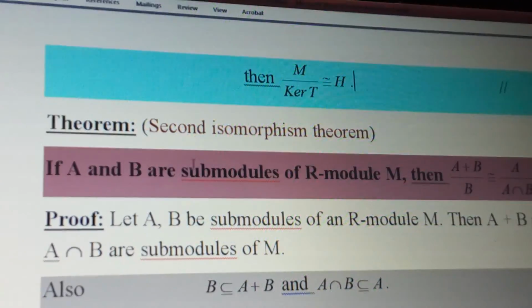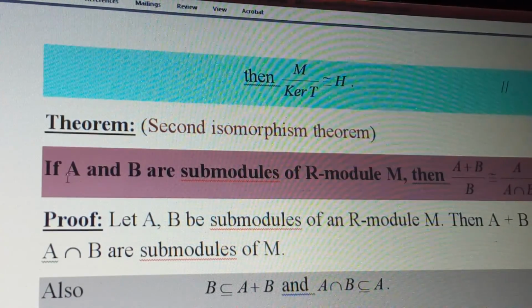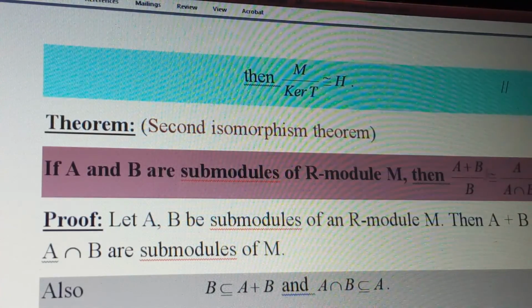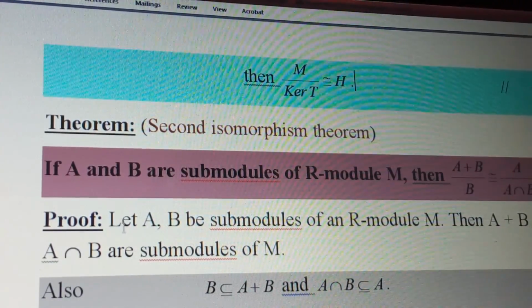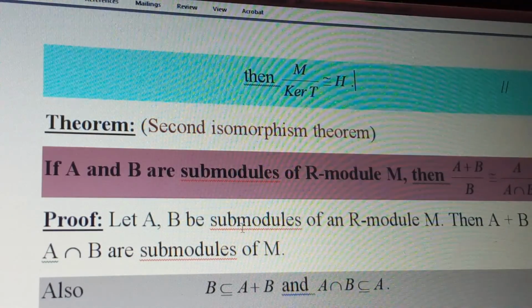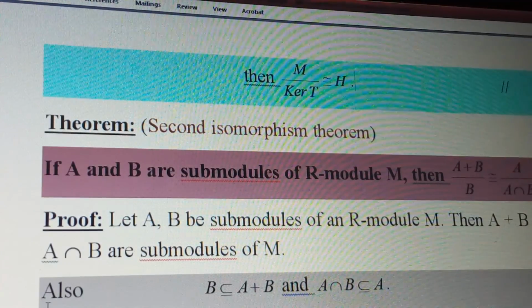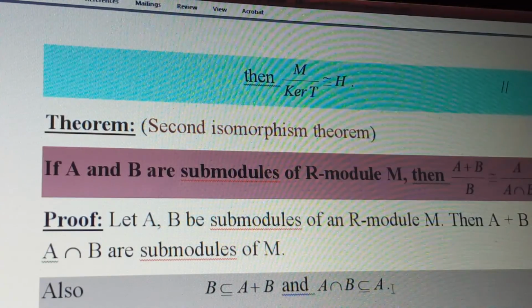Second theorem, the second isomorphism theorem. Here two submodules are given. If A and B are two submodules of an R-module M, then (A + B)/B is isomorphic to A/(A ∩ B). To prove this, let A and B be submodules of an R-module M. Then A + B and A ∩ B are submodules of M. Also, B is a submodule of A + B and A ∩ B is a submodule of A.